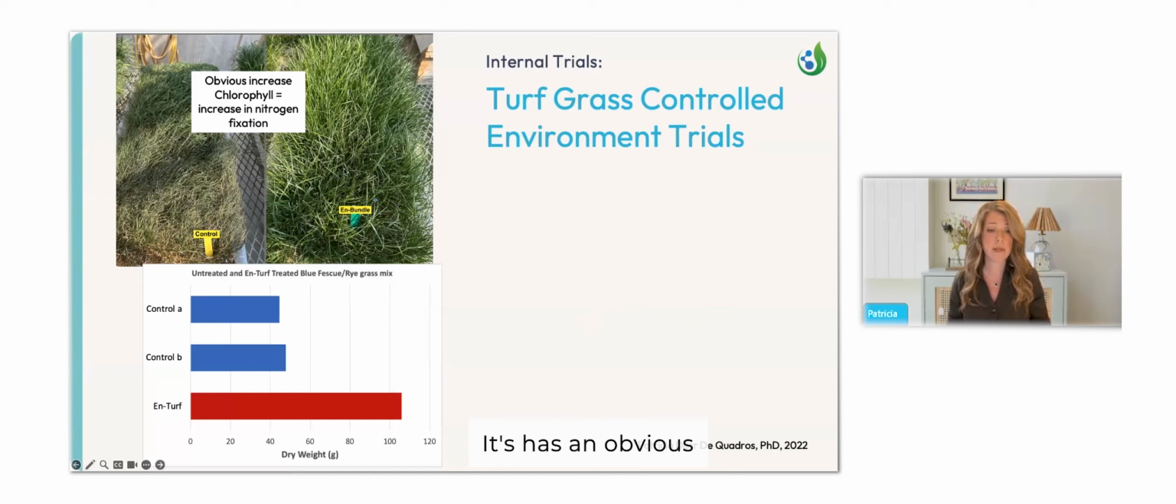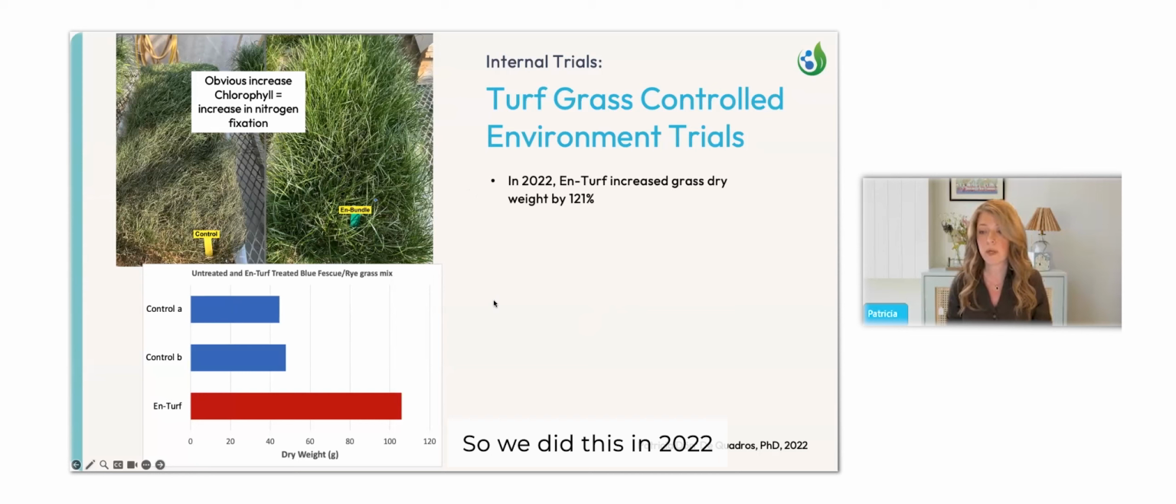It has an obvious increase in chlorophyll. We can tell by the green color. And we can see that there's an increase in nitrogen fixation. So we did this in 2022. And what we found was that N turf increased grass dry weight by 121%. So it was pretty dramatic. You can see here in the graph N turf, and these are the controls.